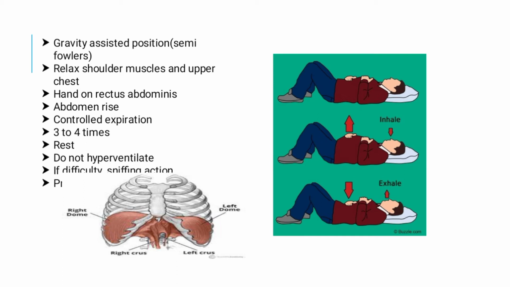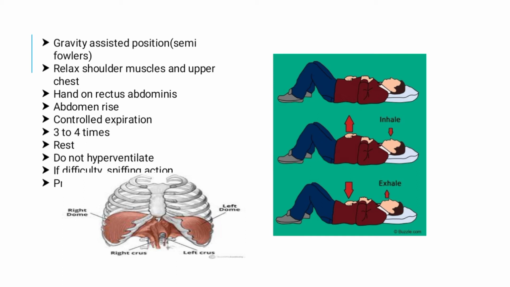The next thing you can add to progress the exercise is some weight over the abdomen. You can put some weight over the abdomen and then train the patient so that it will strengthen more. Later it will give strength and endurance to your diaphragm, and this is how we usually do diaphragmatic breathing. So this is the procedure of diaphragmatic breathing.